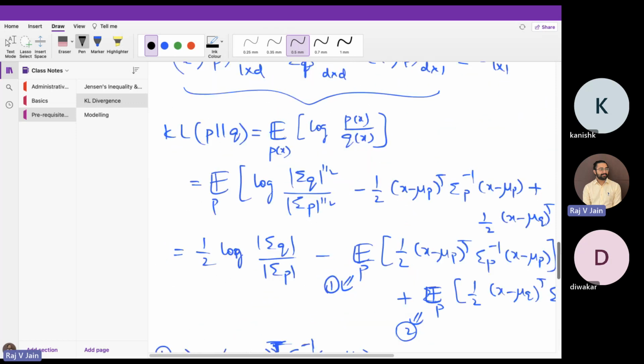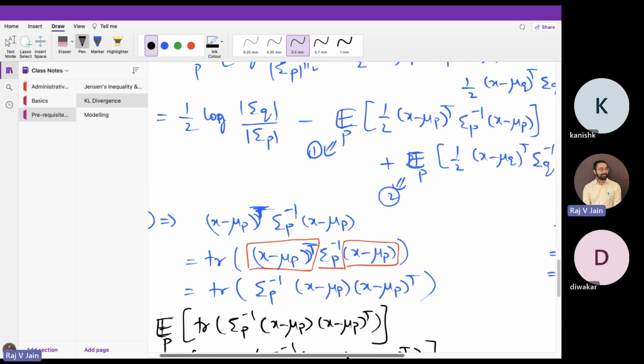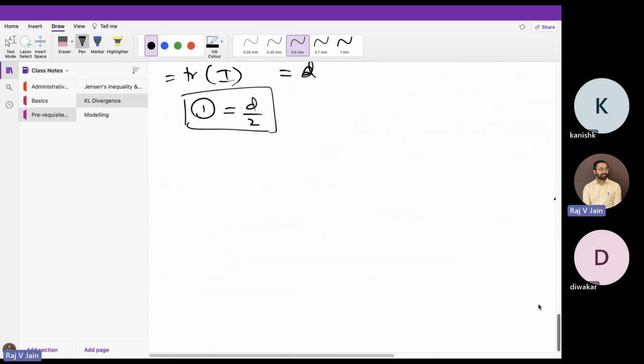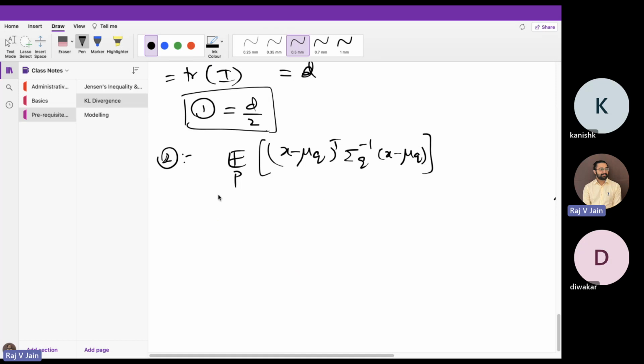Okay. The second term is very similar to this, but there is some complication. So we'll see what the complication is. Let's tackle the second term now. So expectation over P of (x minus mu q) transpose sigma q inverse (x minus mu q). Again, we'll do the same thought process, and what we'll end up with is trace of sigma q inverse of the expectation over P of this quantity.